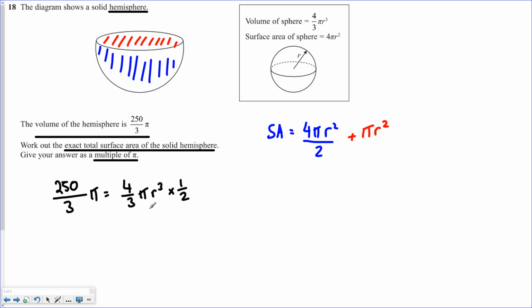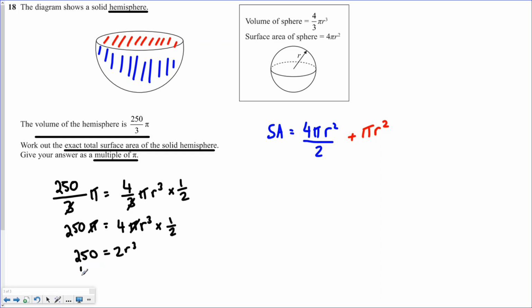Now I need to solve this equation for r, and then I can use this r value in this equation here. I can multiply both sides by 3. If I multiply both sides by 3, this 3 and this 3 will cancel out, so I'm going to be left with 250 pi equals 4 pi r cubed times half. I can divide both sides by pi. This pi and this pi will cancel out. I can now do 4 times half. 4 times half is 2, so I'll get 250 is equal to 2r cubed.